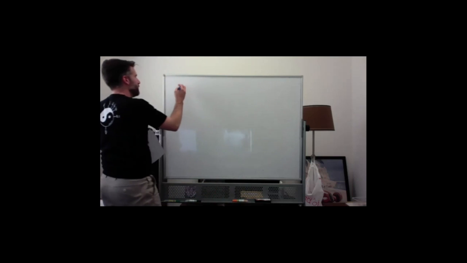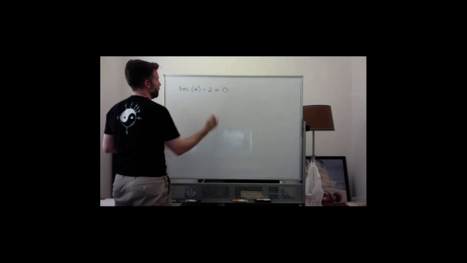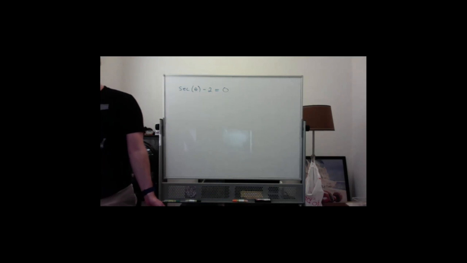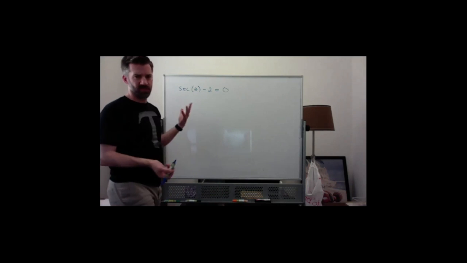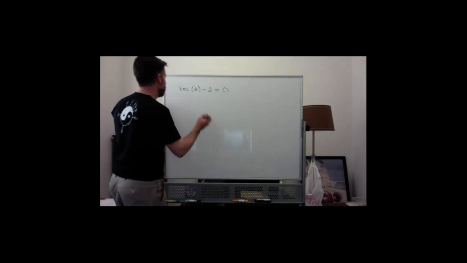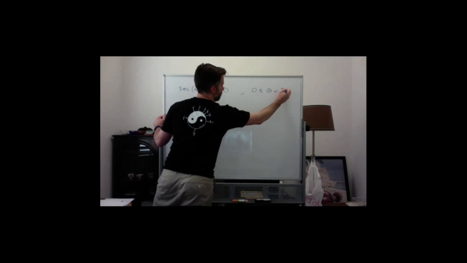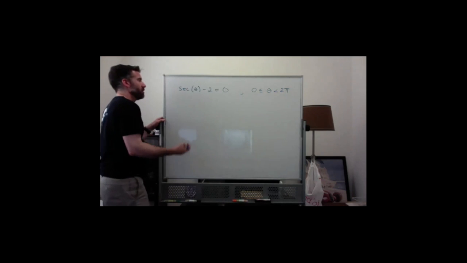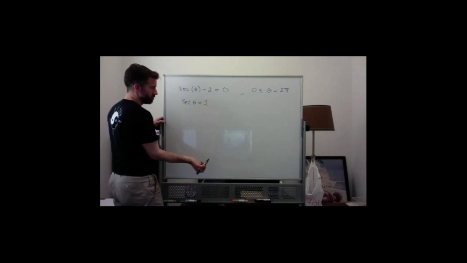Okay, let's try this one. Let's try secant theta minus 2 equal to 0. So just like most of these so far, you're going to want to isolate your trig function. This one is pretty straightforward-ish, I think. Oh, and again, of course, 0 is less than or equal to theta is less than or equal to 2 pi. So I'm going to isolate secant. Secant theta is equal to 2.